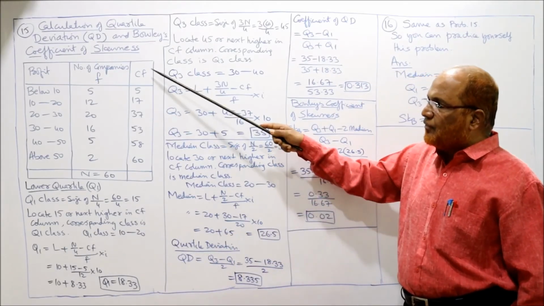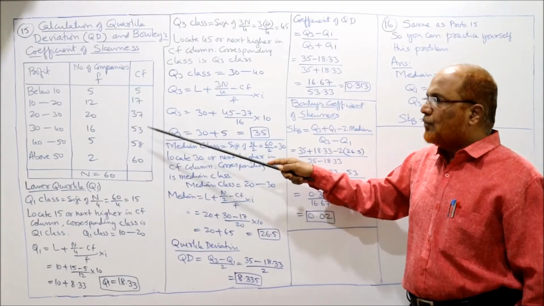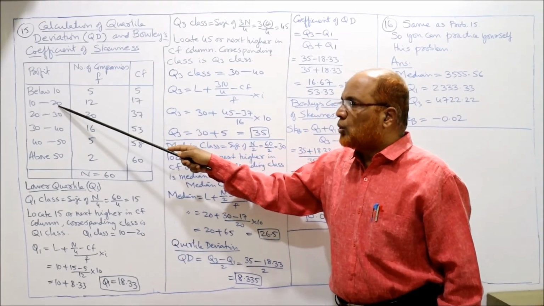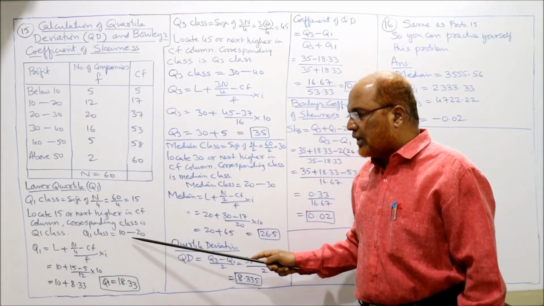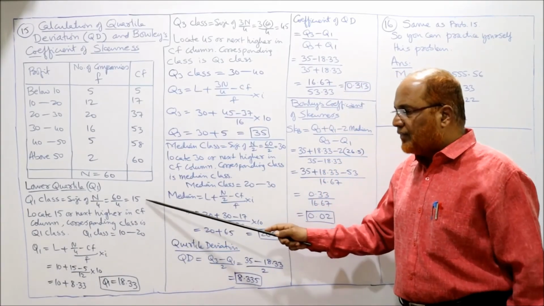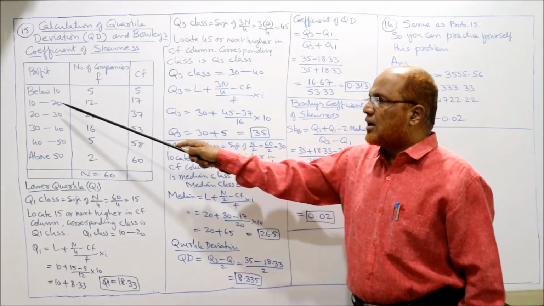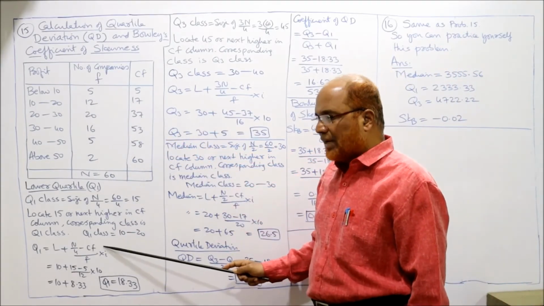Now this 15, or whatever is higher than 15. What comes higher than 15? 17. Which class interval is it? 10 to 20. So 10 to 20 is the Q1 class. Locate 15 or next higher in CF column. So 17 is the next higher. Corresponding class 10 to 20 is the Q1 class.